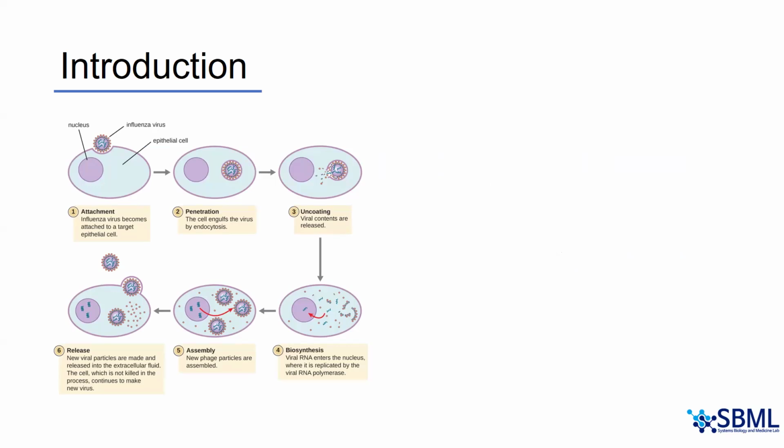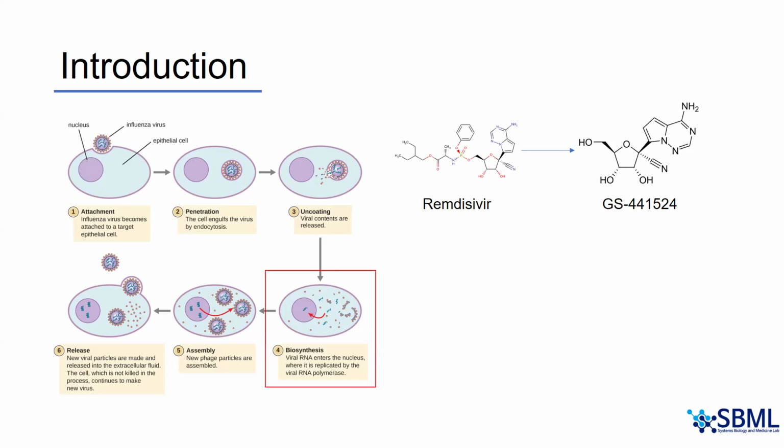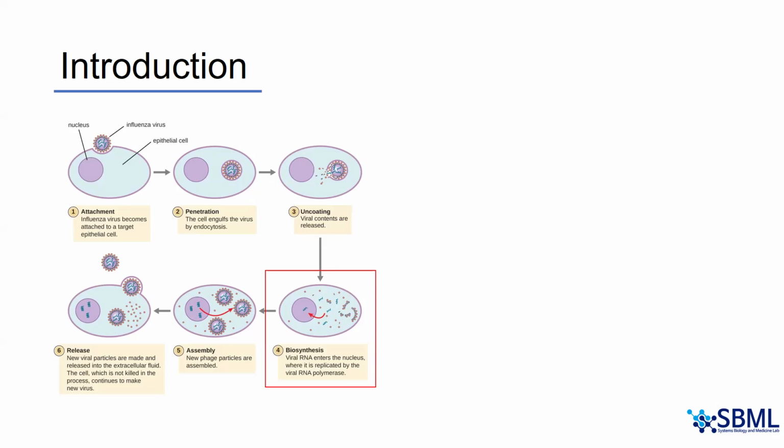So usually antiviral drugs target the first step, which is biosynthesis. For example, remdesivir, one of the COVID-19 drugs, degrades into this molecule, which is really similar to adenosine. So this molecule is used instead of adenosine during the biosynthesis, the RNA replication process. So it can resist the virus reproduction. So I also focused on the same step, biosynthesis, but my perspective is a little bit different.